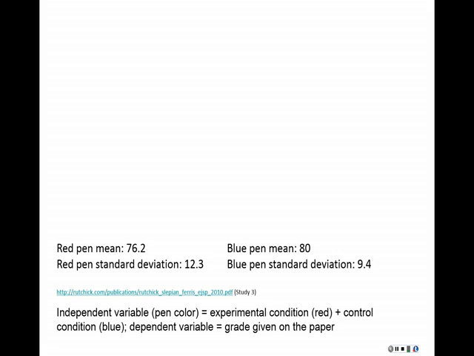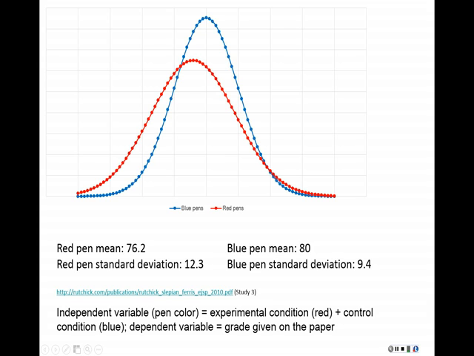How do we know? Could it just happen by chance that the red pen people gave an average score of 76? You know, if it was a 79 and an 80, yeah, that was probably just due to chance. But 76.2 and 80, is that due to chance? Well, let's take a look at what the normal curves look like for these.